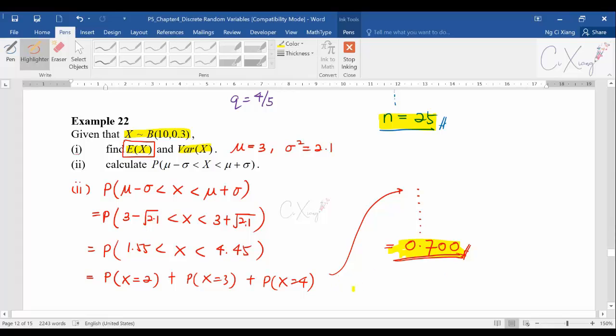So here we ended our binomial distribution part. So for the next video, we are going to discuss another distribution, which is geometric distribution. Alright, so please make sure that you can handle the binomial distribution very well first. Alright, then later only we focus on geometric.